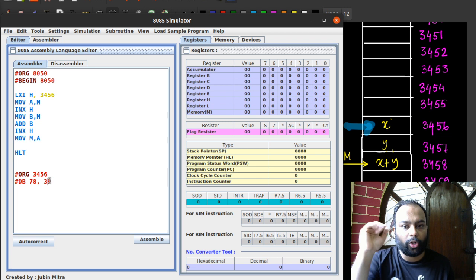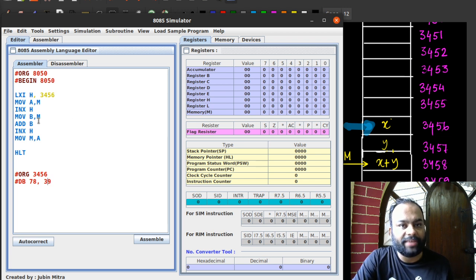Okay, so we have stored my program starting from memory location 8050, up to however much memory it takes up to the halt instruction, and then we stored my data starting from memory location 3456.